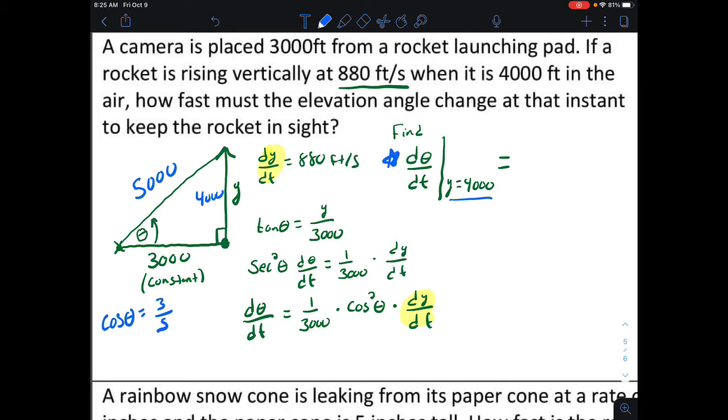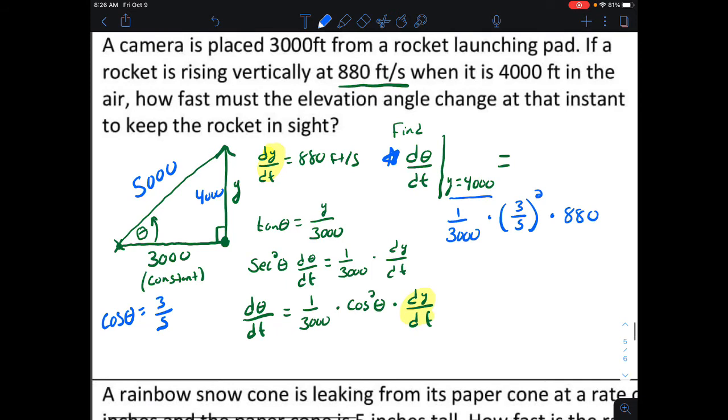So the rate of change of my elevation angle is going to equal 1 over 3,000 times cosine of theta squared times 880 feet per second. And then we would simplify that, and it actually is going to make a decimal. So we're going to wind up with 0.1056, and our units are going to be radians per second.